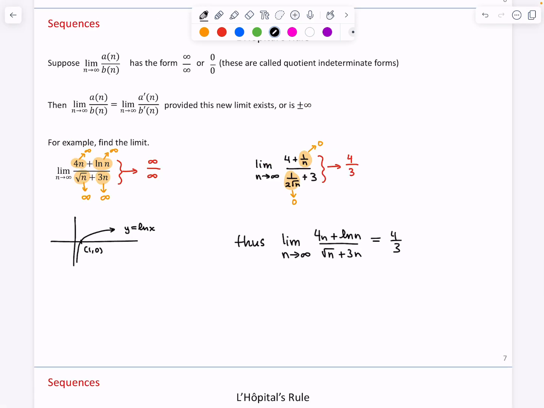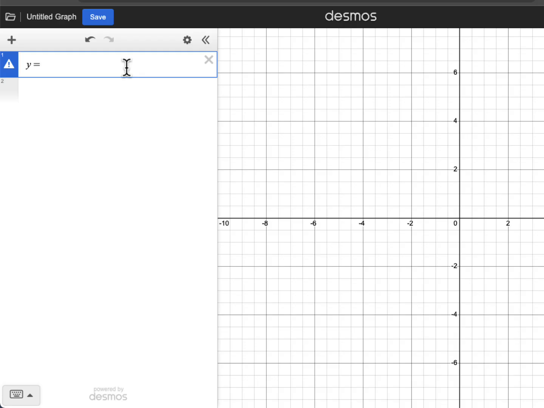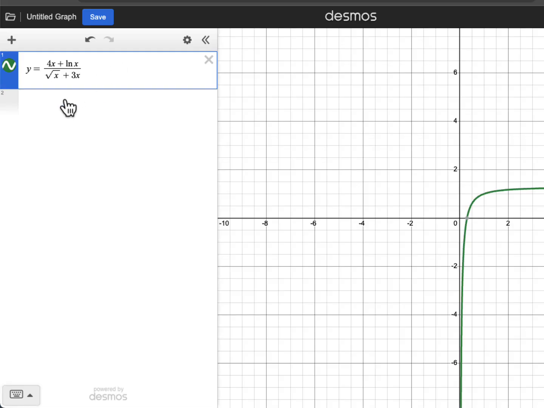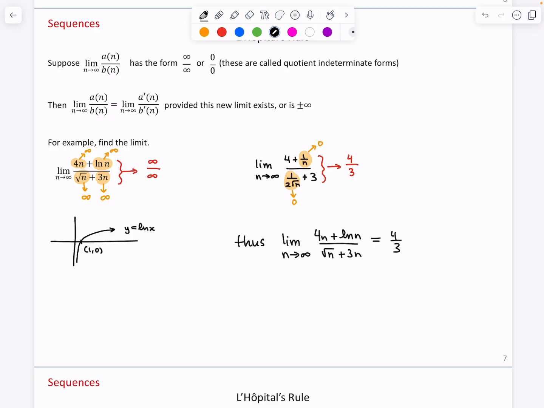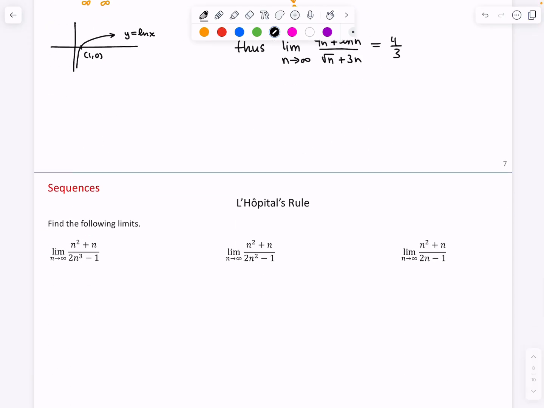Let's confirm this with technology. I'll graph the function but using x's. Then I'll graph the asymptote we just found, y equals 4/3. And you can see the asymptotic behavior occurring. All right, let's go to the next page.